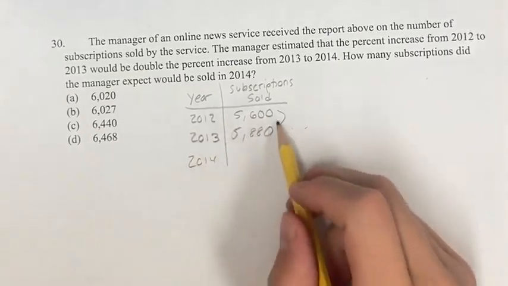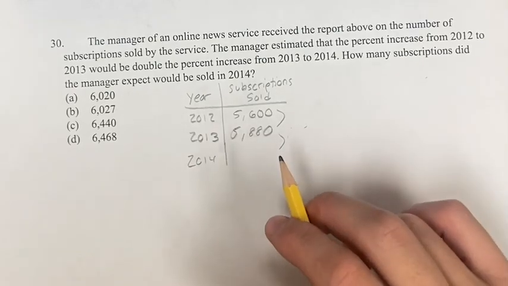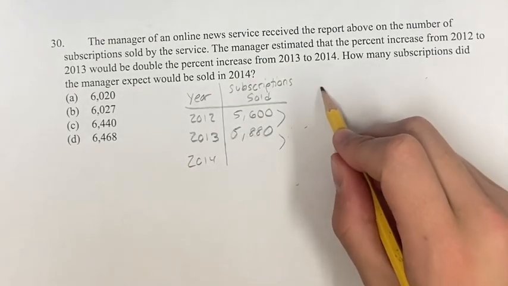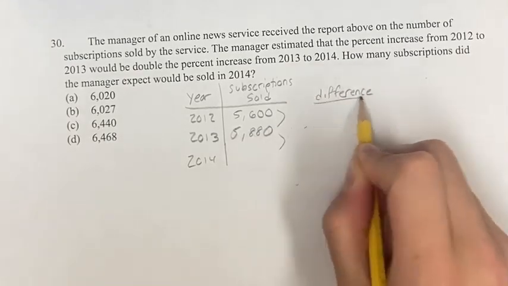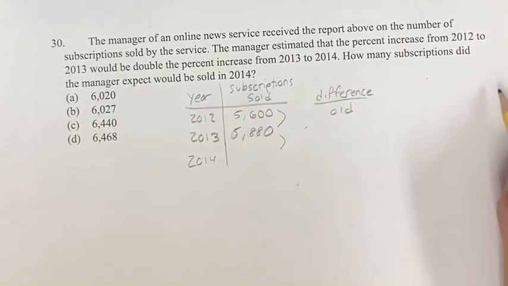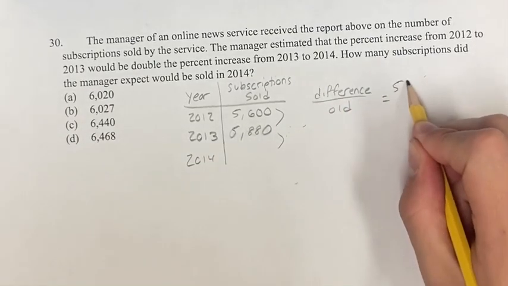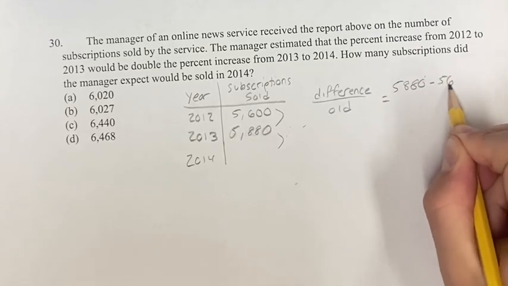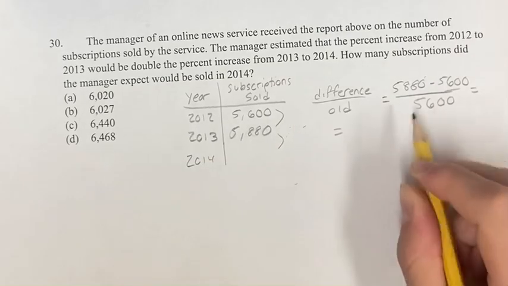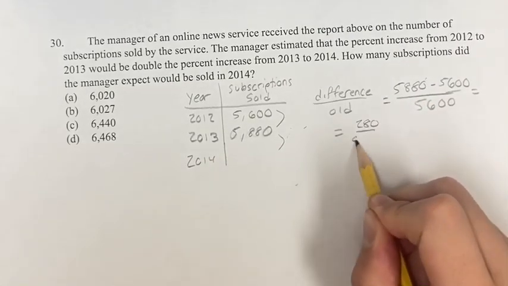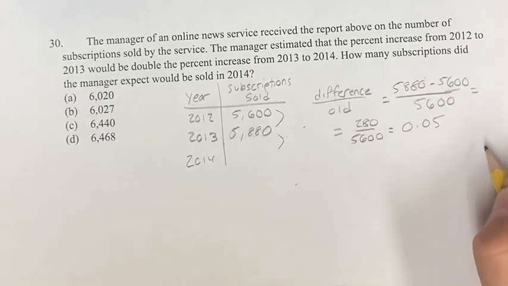So first we have to find the percent increase from 2012 to 2013. The percent increase of anything is the difference between the old and the new, divided by the old, divided by the original, right? It's the difference in terms of the original. So the difference is 5,880 minus 5,600. This is divided by 5,600. This is equal to 280 divided by 5,600. Put this in your calculator, you get 0.05.